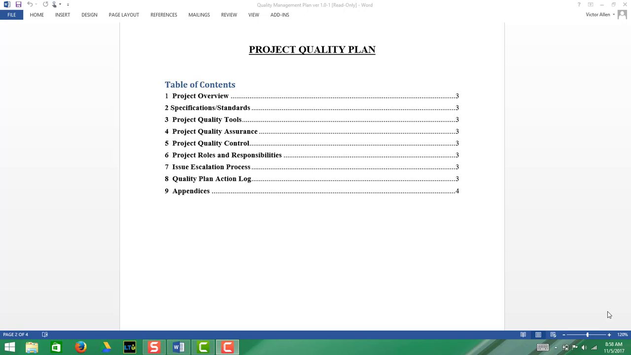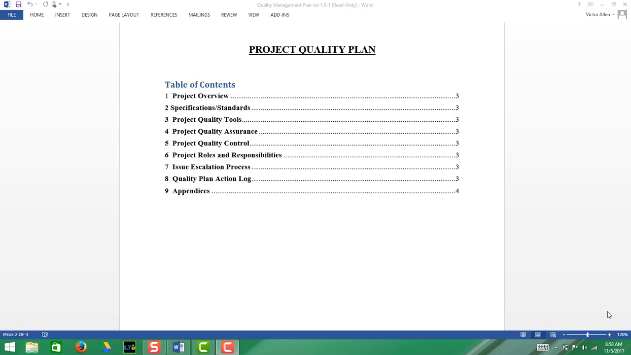The next section is project roles and responsibilities. In this section, we define the key roles as it relates to managing quality on the project. So it's not your general project organization chart that you would have for a project. It is specific to the individuals that are going to perform the various roles related to quality.